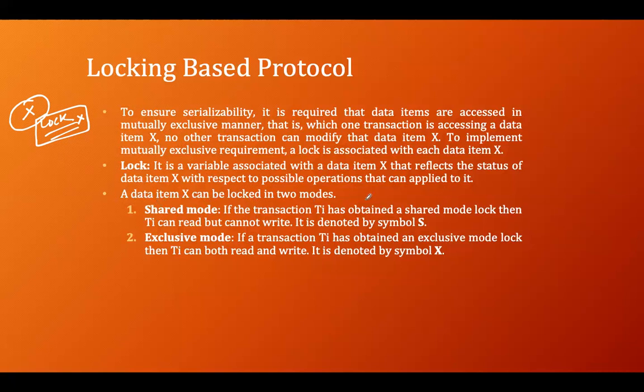Now the data item X can be locked in two modes. One is the shared mode, another is the exclusive mode. What is shared mode? If the transaction TI has obtained a shared mode lock, then TI can read but cannot write. It is denoted by the symbol S. Exclusive lock: if a transaction TI has obtained an exclusive mode lock, then TI can both read and write. It is denoted by the symbol X. Simple. Now, if you didn't understand, I'll tell you. There are two types of lock mode. One is S mode, another is X mode. Now, what happens in S mode? Only a transaction can read.